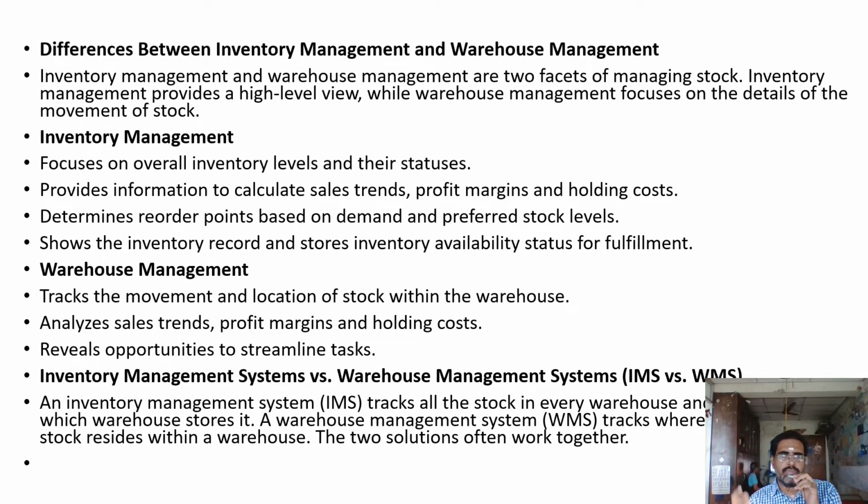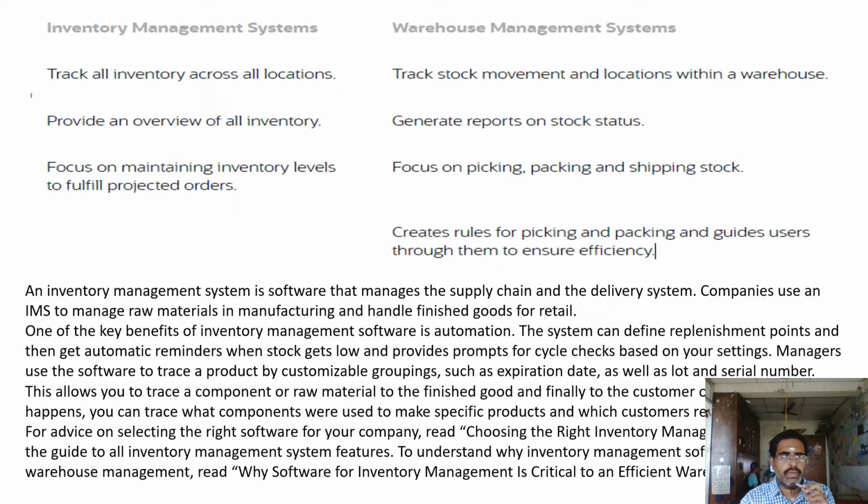If you compare inventory management and warehouse management systems, an inventory management system tracks all the stock in every warehouse. It's an overall view of the stock within the plant. Inventory management depicts that and documents which warehouse stores it. A warehouse management system, in the other case, tracks where each type of stock resides in the warehouse. The two solutions often work together, and that is what we call IM and WM.